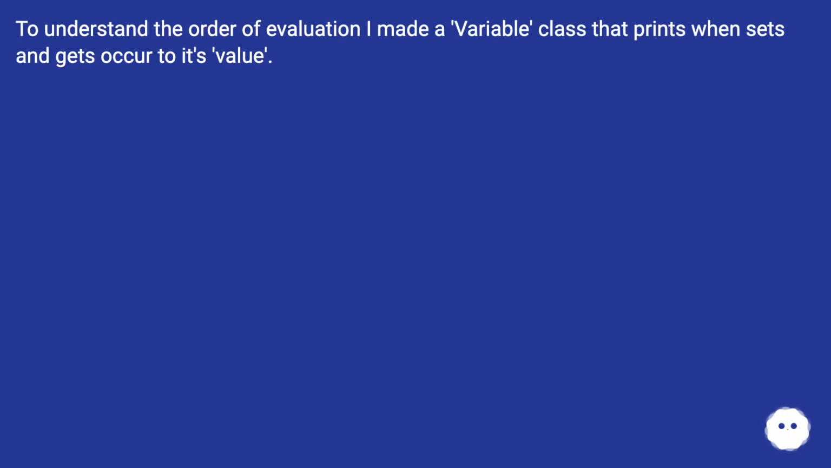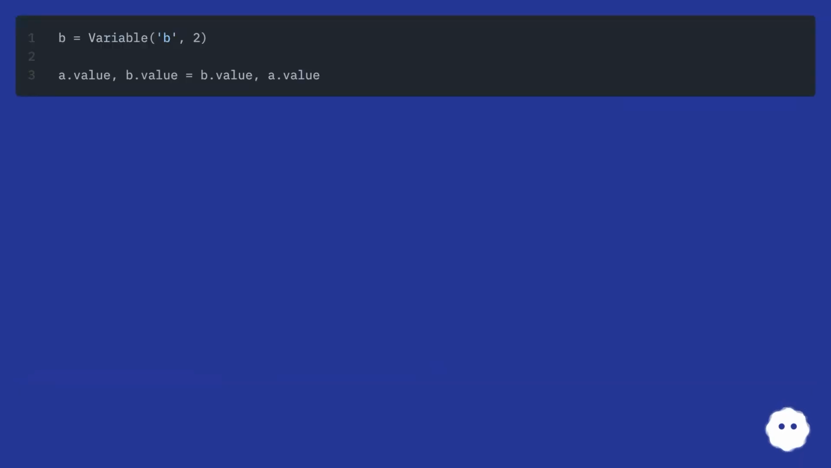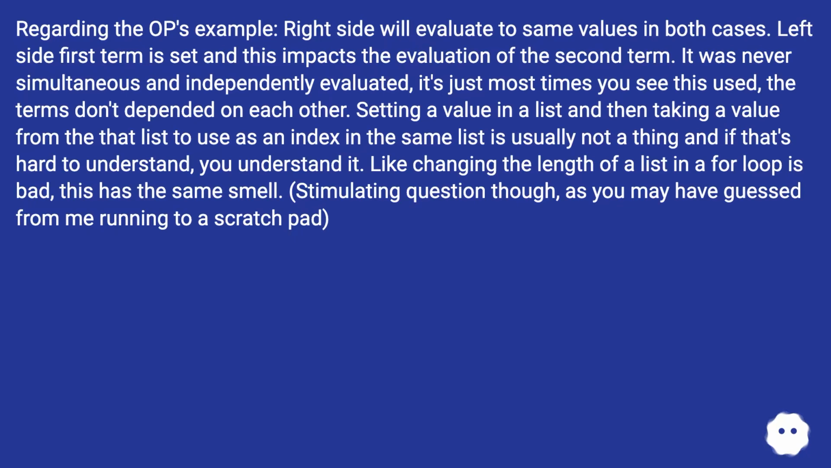To understand the order of evaluation, I made a variable class that prints when sets and gets occur to its value. When run, it results in this. This shows that the right side is evaluated first, from left to right, and then the left side is evaluated, again, from left to right. Regarding the OP's example, the right side will evaluate to the same values in both cases. On the left side, the first term is set, and this impacts the evaluation of the second term.